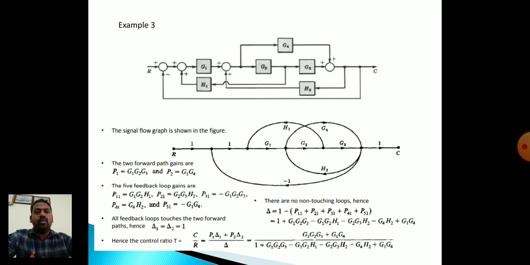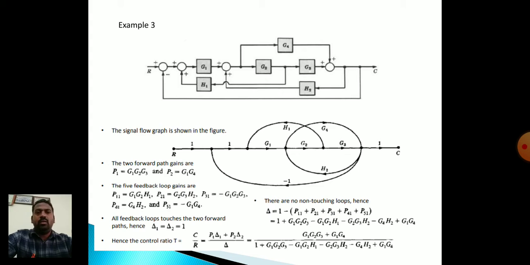Coming to another example, you just see here, this is a little bit complicated as compared to previous examples. This is the input, one summing point, another summing point, another summing point, one takeoff point, another takeoff point, one summing point, another takeoff point, another takeoff point, and output. So how many summing points here? 1, 2, 3 and 4. How many takeoff points? 1, 2, 3 and 4. So here 4 summing points are there, 4 takeoff points are there.